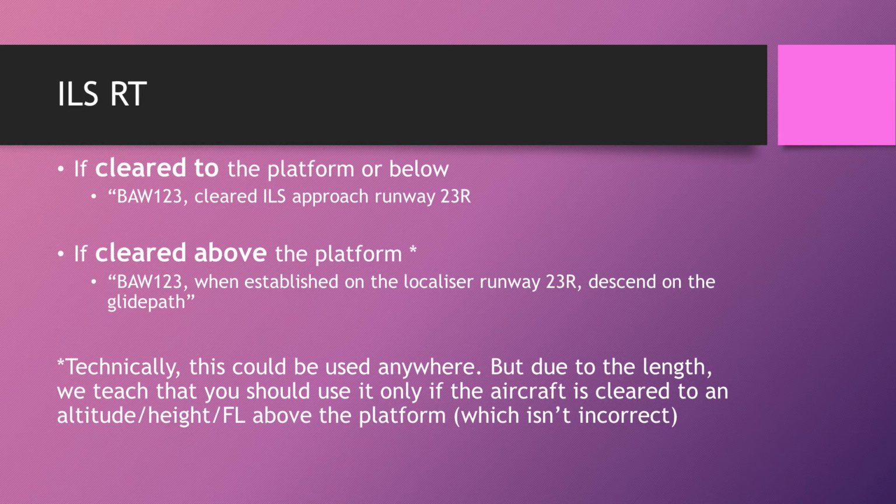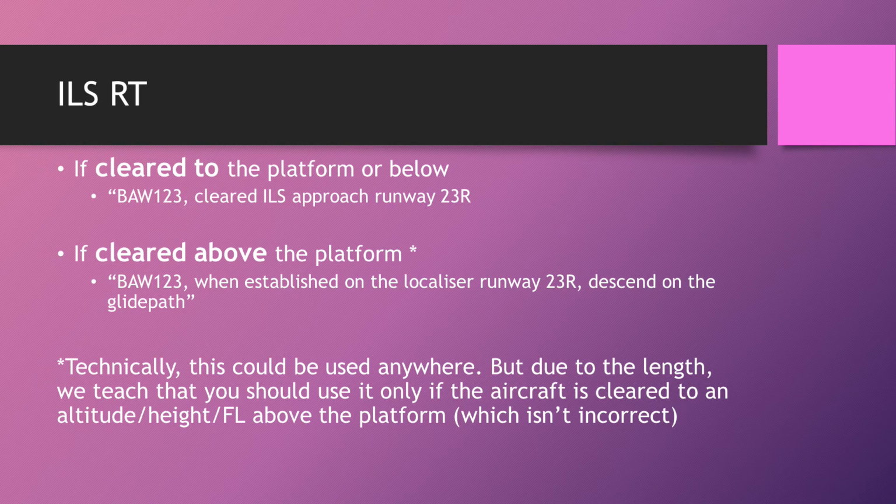So let's look at the ILS RT. We will do another video on approach types, where we'll look at the RT for each individual approach type. But I'm just going to focus on the ILS in this video, just because it is the one we tend to use nearly all the time. If the pilot is cleared to the platform altitude or below, you'd say Speedbird 123, cleared ILS approach runway 23 right. If the pilot's cleared to anything above the platform altitude, you say Speedbird 123, when established on the localizer, runway 23 right, descend on the glide path.